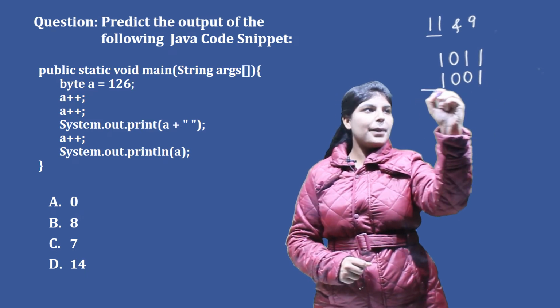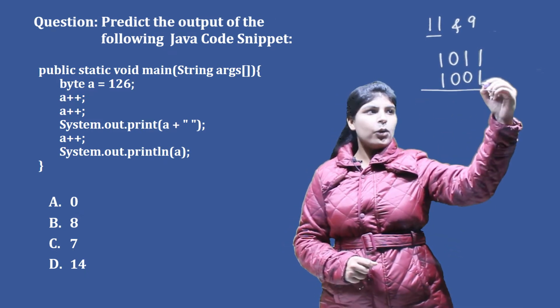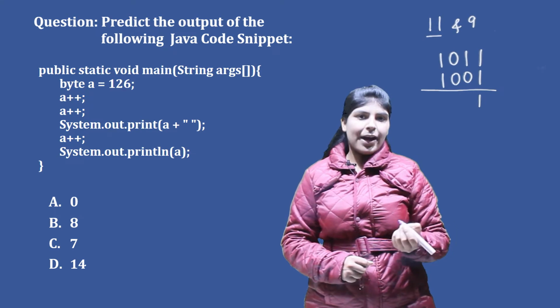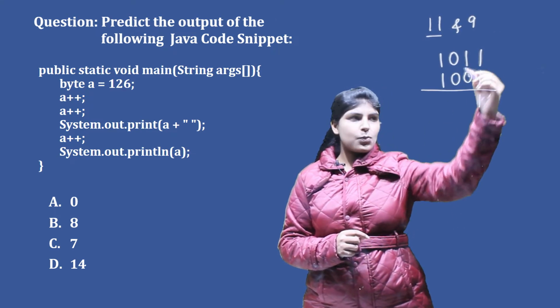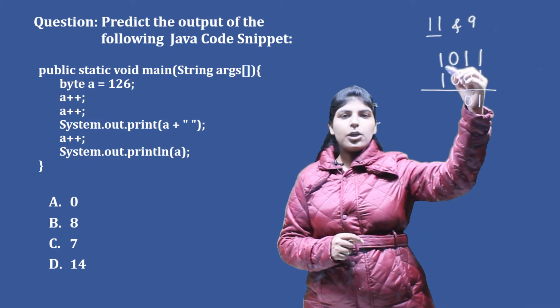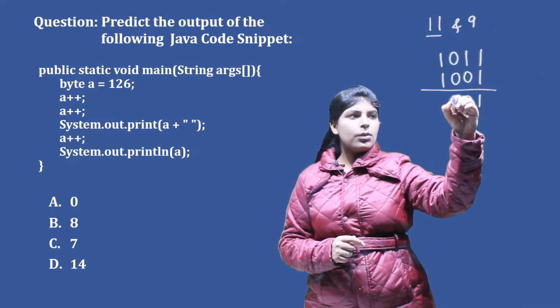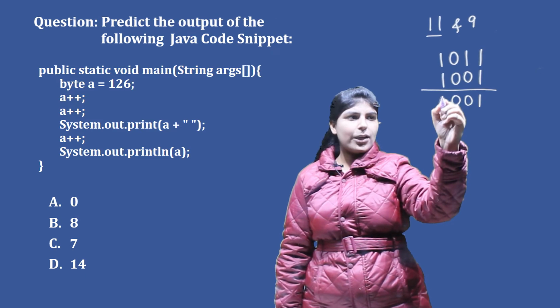If I apply AND to it, so 1 and 1 will become 1. The result of AND operation is 1 when both the bits are 1, right? So here only one of the bits is 1, so I'll get 0. Here no bit is 1, so I'll get 0. Here both the bits are 1, so I'll get 1.